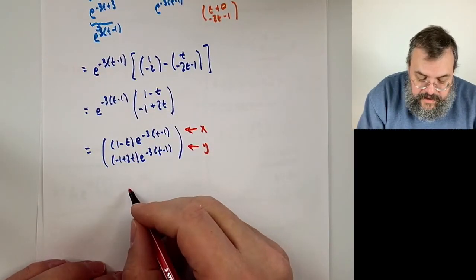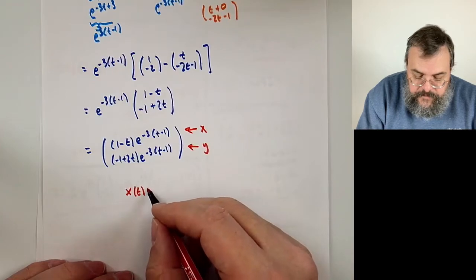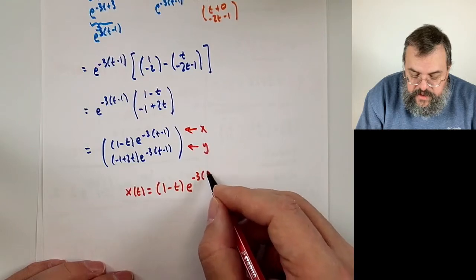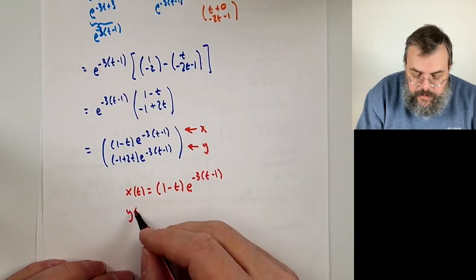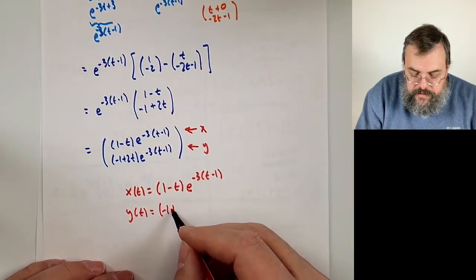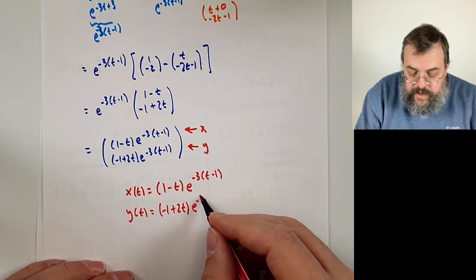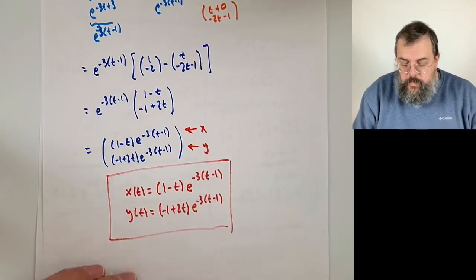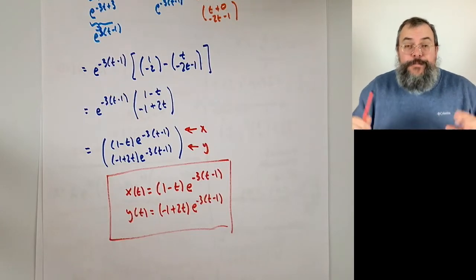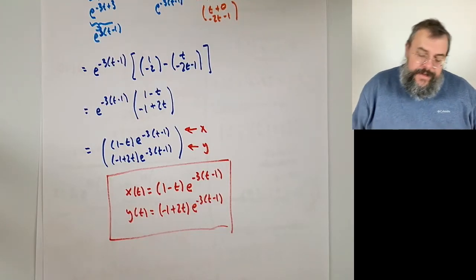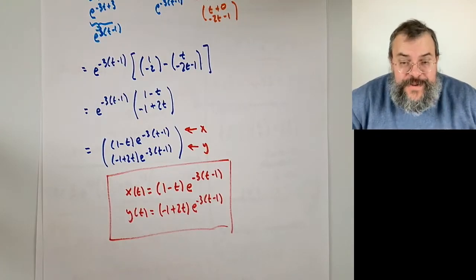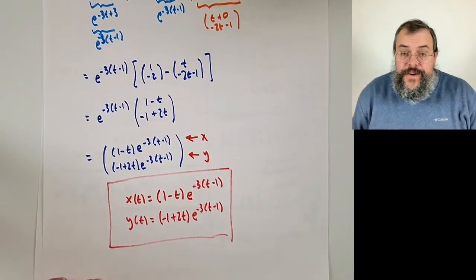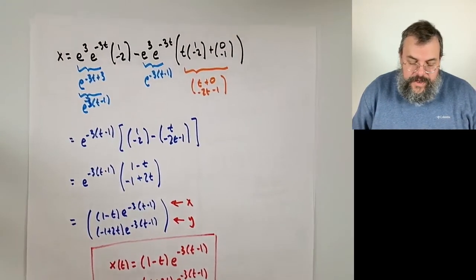We can say, aha, x of t is 1 minus t times e to the minus 3 times t minus 1, and y of t is minus 1 plus 2t times e to the minus 3 times t minus 1. And there we go. Beautiful answer. Well, not the most beautiful answer, to be honest. But, you know, it's an answer. So we got there.